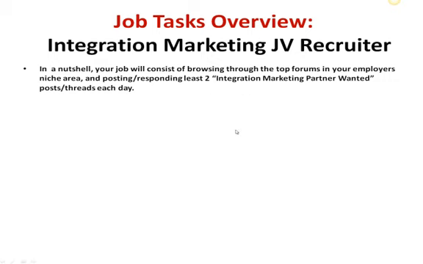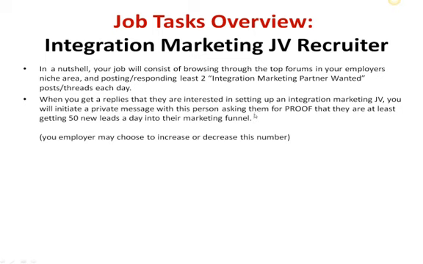Okay. The next thing is, when you get a reply that they are interested, whether you initiated the thread or you were just replying to them and then they reply back to you, when you get the reply that they are interested in setting up an integration marketing JV, you will initiate a private message with the person asking them for proof that they are at least getting 50 new leads a day into their marketing funnel. Now, this number 50 is not written in stone, and as I wrote down here, your employer may choose to increase or decrease this number.